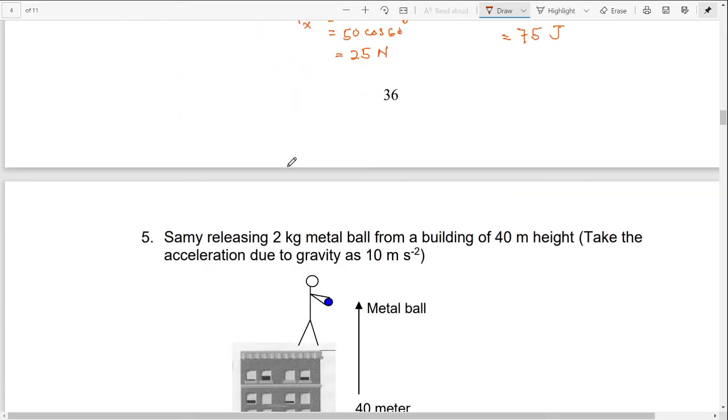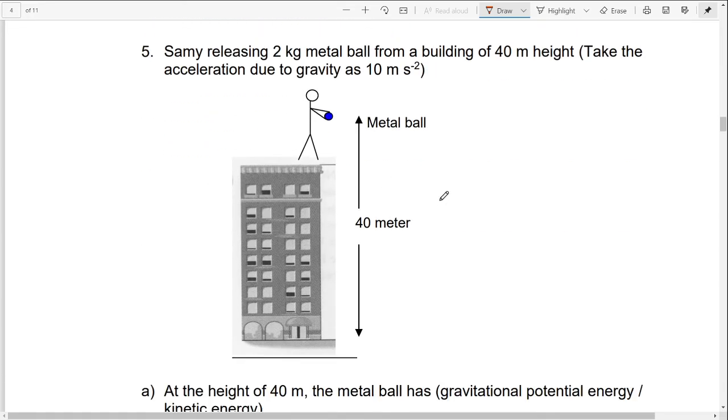Let's go to question 5. Sammy releases a 2 kilogram metal ball from a building of 40-meter height. You are to take the acceleration due to gravity as 10 meter per second squared. So I have a ball here. The ball is 2 kilogram, so the weight of the ball, W equals mg. m is 2, g is 10, so the weight is 20 Newton. That's the weight of the ball.